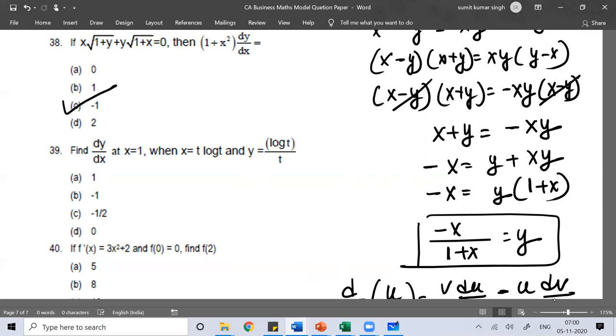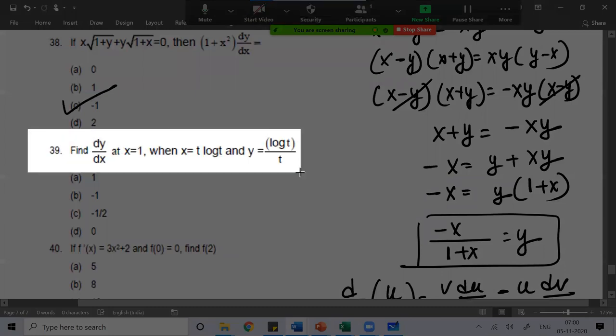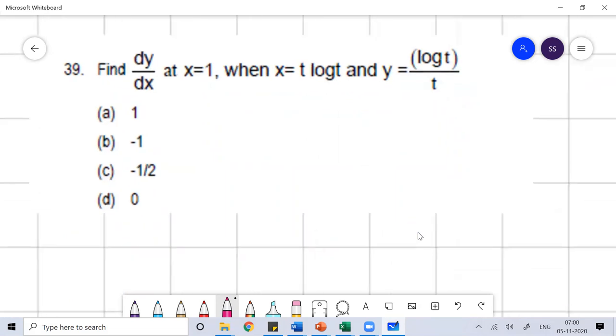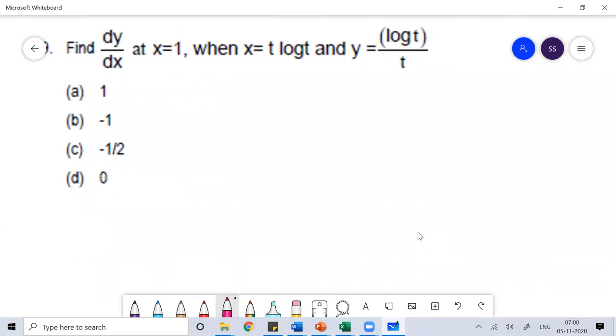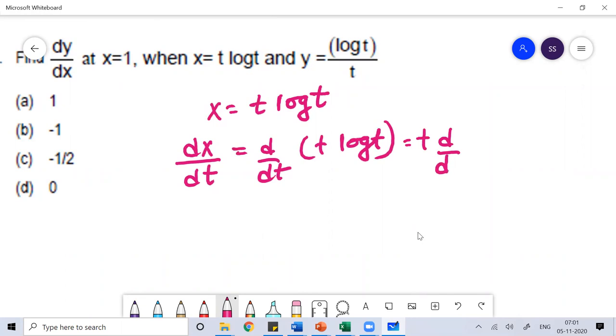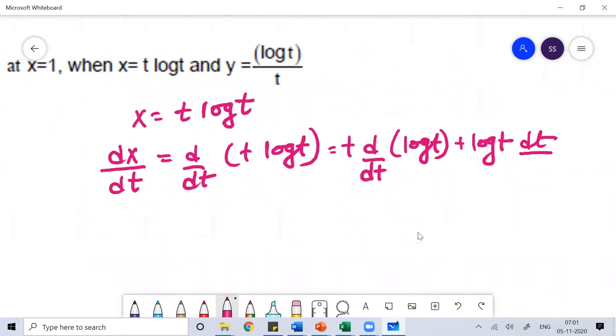Now see question number 39. Now here, see this, x is equal to t log t. So do the differentiation of dx by dt, so d by dt of t log t. I hope you remember the differentiation of u and v: u dv by dx plus v du by dx. So here the differentiation of this would be t into d by dt of log t plus log t into dt by dt.